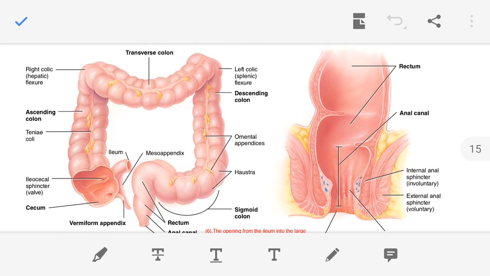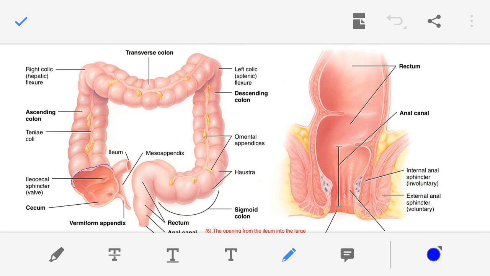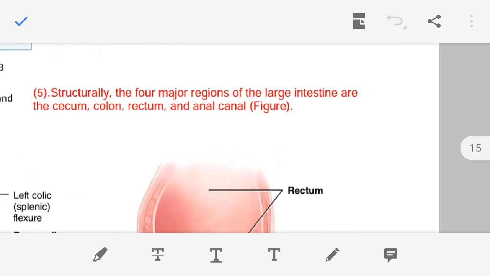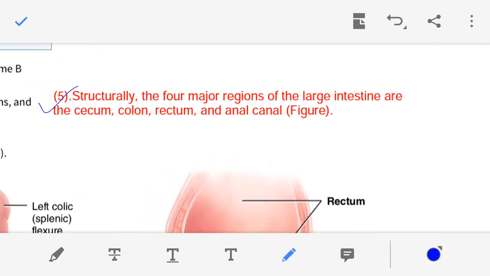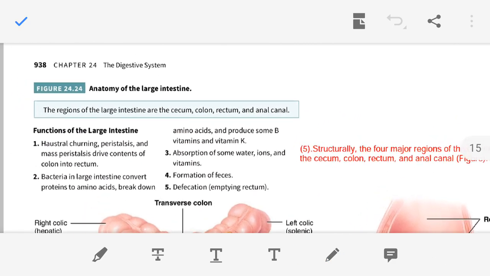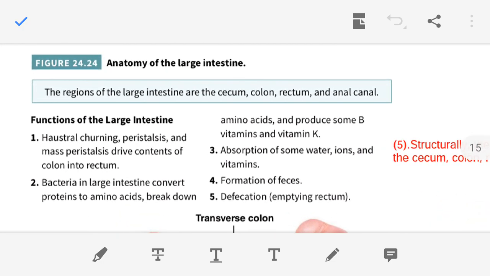Here in the figure, this part, this one is the cecum, then this is the colon, this is also colon, then this is the colon, then this one is the colon, then rectum, this one is the rectum, and finally the anal canal. So we can divide the large intestine structurally into four major regions, and these regions are cecum, colon, rectum and anal canal. Here you see, these are the functions of the large intestine.